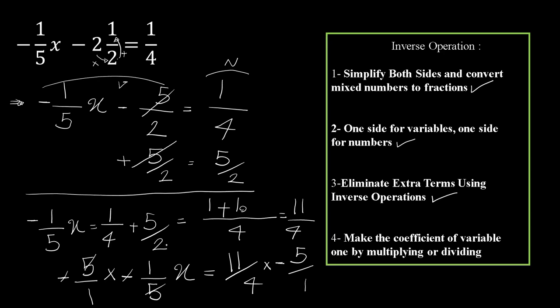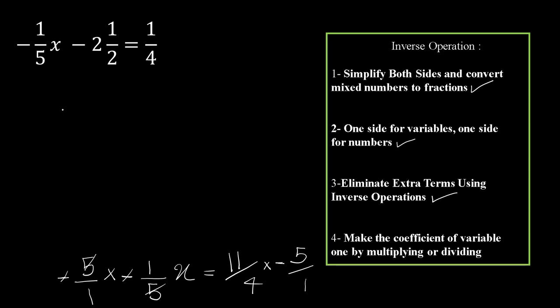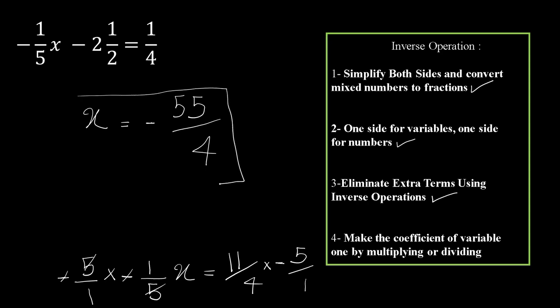Let me erase the board to make some space for myself. Okay, I'm going to write the rest at the top. These two cancel each other out. I'm going to have x on the left side, and 11 multiplied by minus 5 will be minus 55, and 4 times 1 will be 4. I can write it like this, or I can convert it to a mixed number. It's totally up to you, or what the question wants.